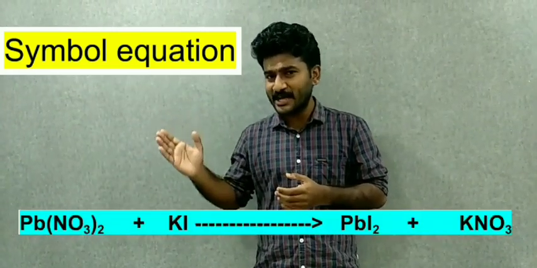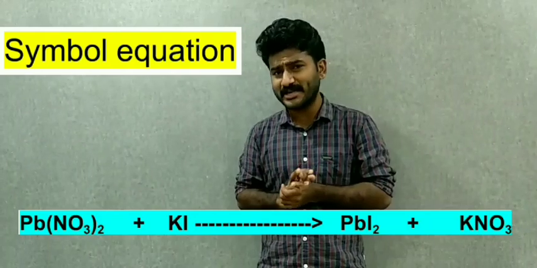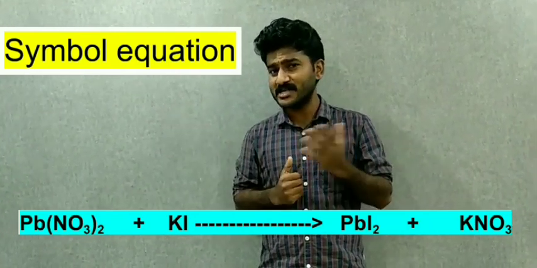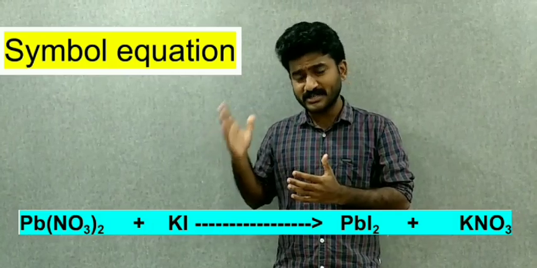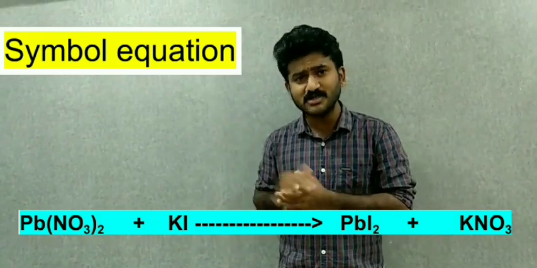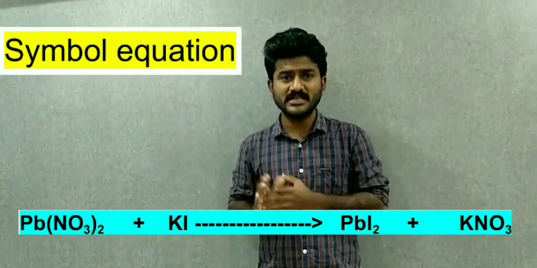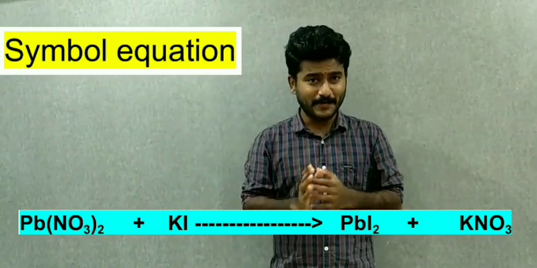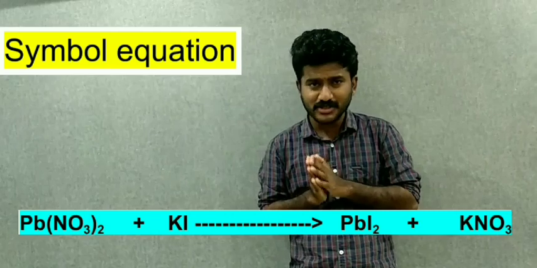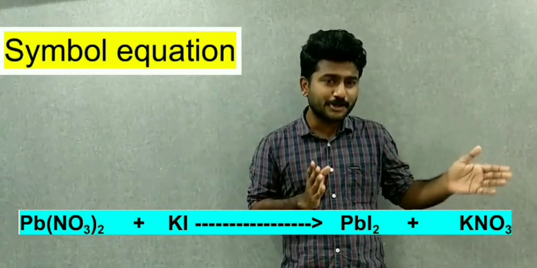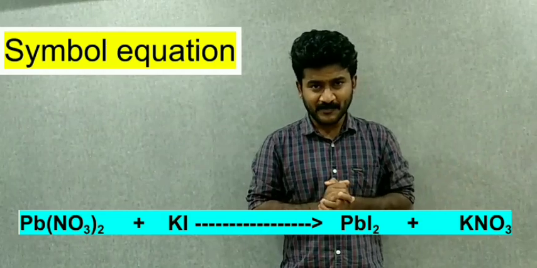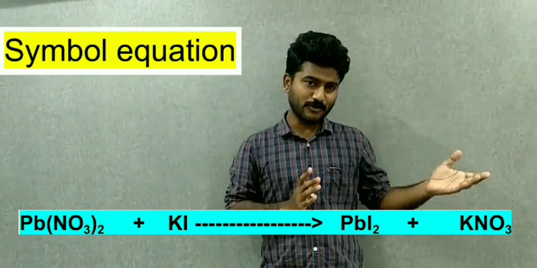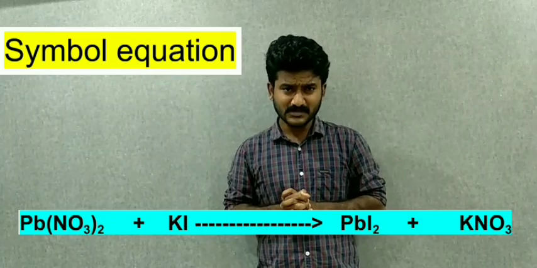To make it short, we will use the symbol equation. What is the symbol of lead nitrate? Pb(NO3)2. I hope you know how to write the chemical formula by using the ions. Pb is 2+ in nature, NO3 is minus 1 each in nature. So the equation will be Pb(NO3)2 plus KI, because potassium iodide is KI, and we are getting PbI2 plus KNO3. So these will be the products produced, and this will be the simple equation.